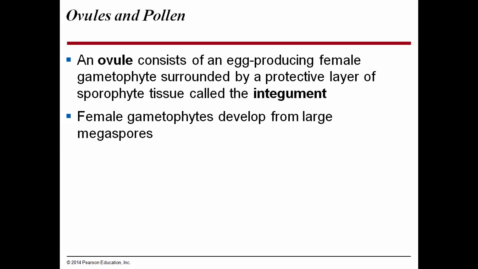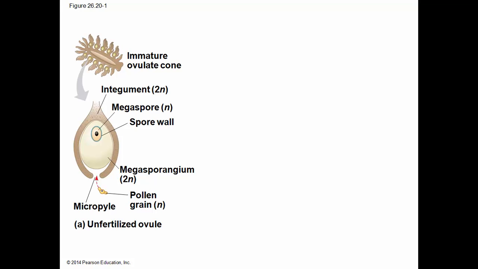An ovule consists of an egg-producing female gametophyte surrounded by a protective layer of sporophyte called the integument. Female gametophytes develop from a large megaspore. Okay, so here's an example of an ovule to a seed in a gymnosperm. In this longitudinal section through the ovule of a pine, which is a gymnosperm, a fleshy megasporangium is surrounded by a protective layer of tissue called an integument. The micropyle, the only opening through the integument, allows the entry of the pollen. So here's where the pollen comes in.